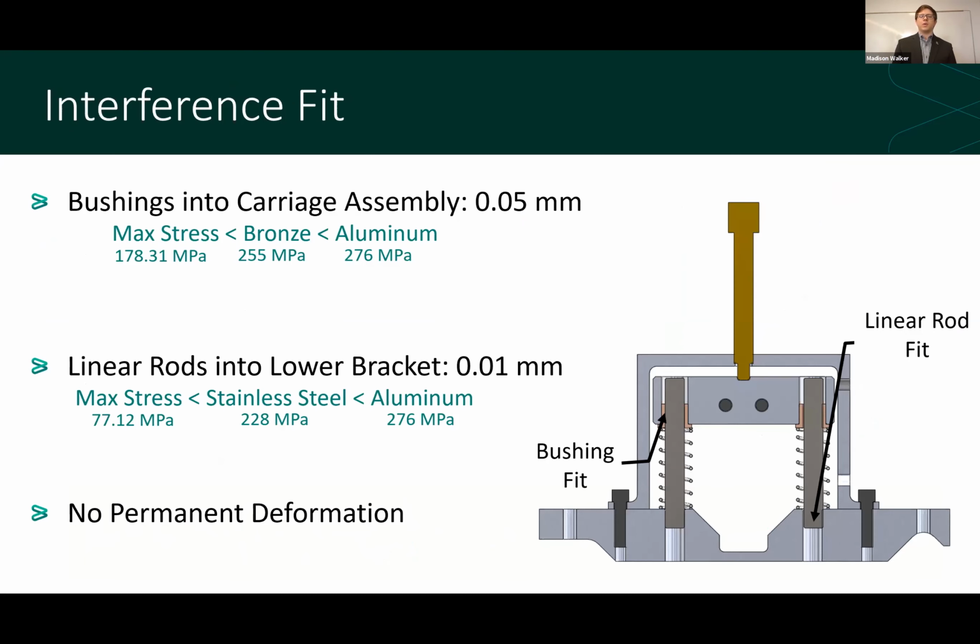For interference fits, we wanted to do an interference fit on the bushings going into the carriage, as well as the steel rods going into this lower bracket. As you can see, using the tolerances here, we got a max stress of 178 megapascals on the carriage assembly, which is less than the bronze and the aluminum's yielding strength. And we got a max stress of 77 megapascals on the lower bracket, which is less than the stainless steel and the aluminum's yielding stress. This lower stress results in no permanent deformation on our system.